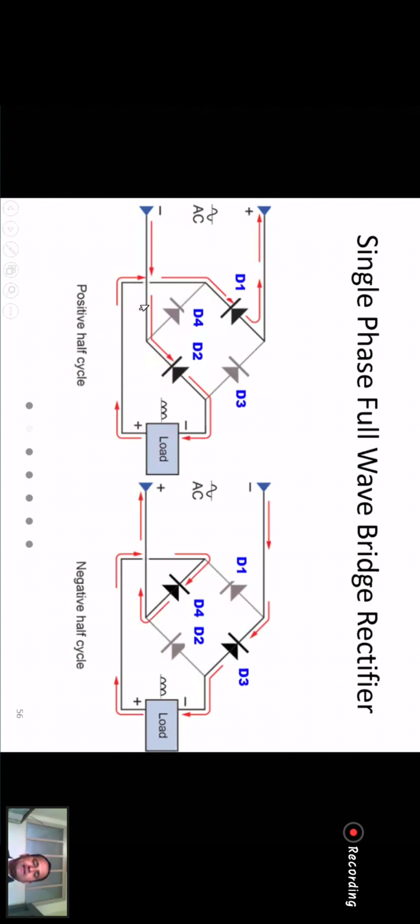It means that D1 and D2 are conducting during the positive half cycle, and during the negative half cycle, when D3 and D4 are conducting, D1 and D2 are reverse biased. So these two diodes, D1 and D2, are not conducting. In the positive half cycle, D1 and D2 are conducting and D3 and D4 are reverse biased.